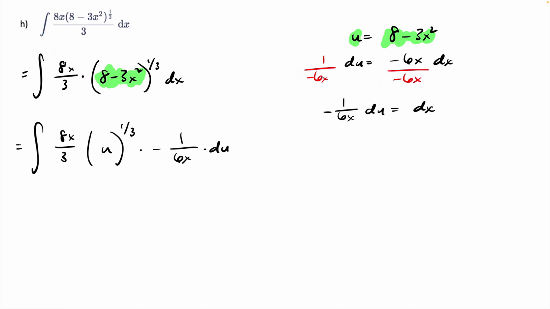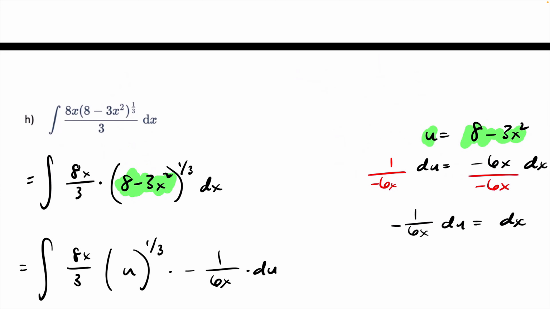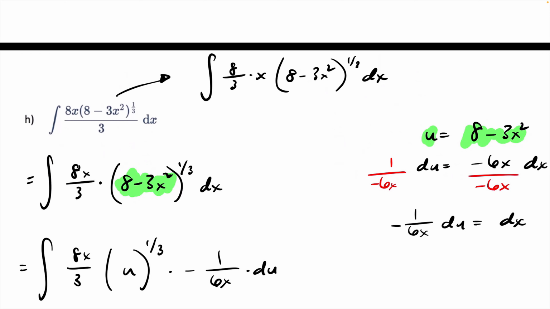Okay? Sometimes I've seen this, and this is okay. I've seen this, where students do this. 8/3 times x times, and then they move the 8/3 to the front, but they leave the x. That's okay, you can do that, and just leave x. But I can't take the 8x divided by 3 or 8x over 3. I can't take the whole thing and move it, okay?